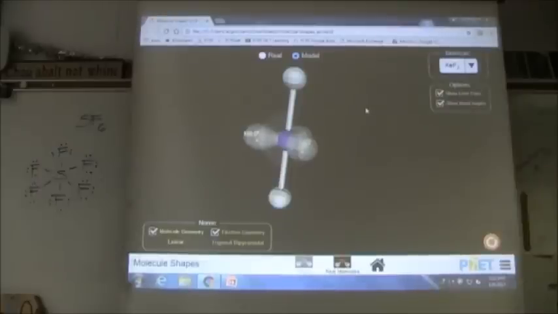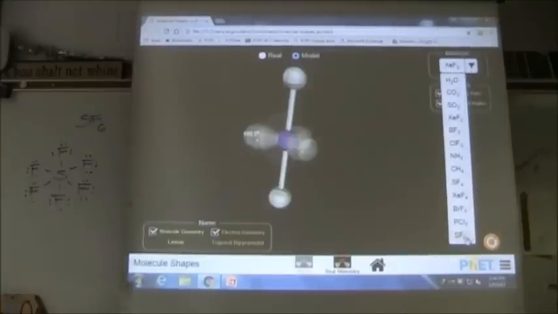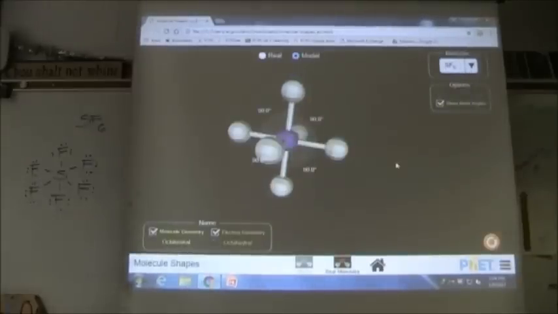What's my steric number here? 6. 6 shared pairs, 0 lone. Ladies and gentlemen, that is octahedral.